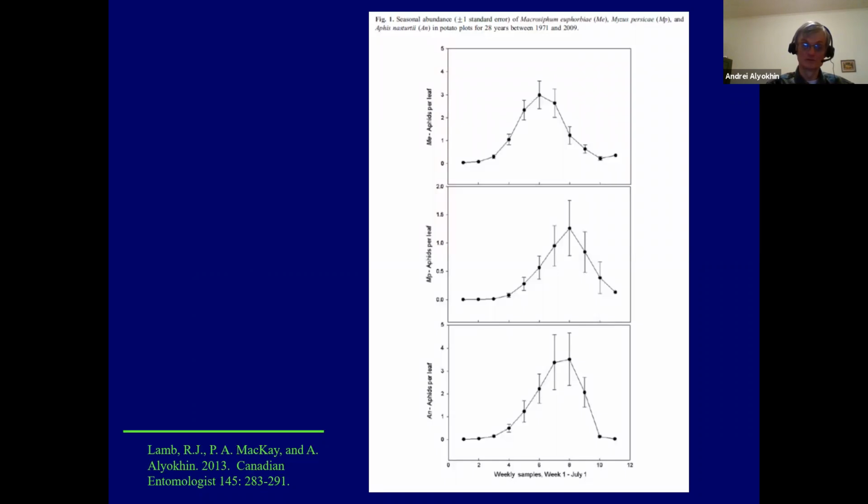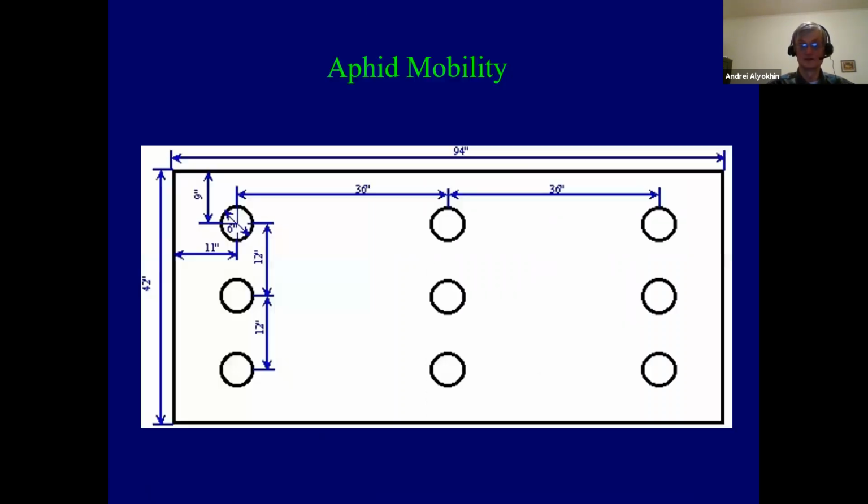And then we also looked at temporal dynamics, and this is another paper with Bob and Pat. There is also some temporal separation, with potato aphids peaking earlier than the other 2 species. So while there is definitely competition, they seem to be able to at least partially avoid it in nature.